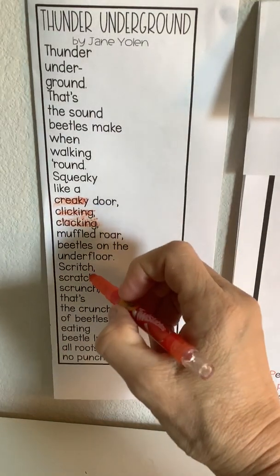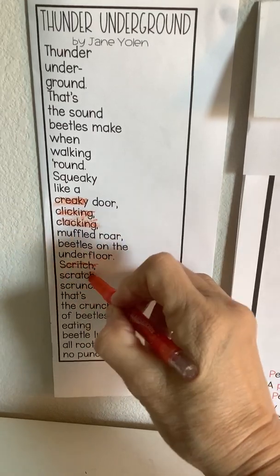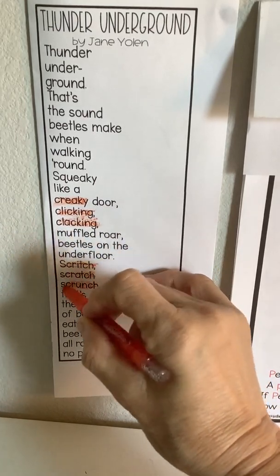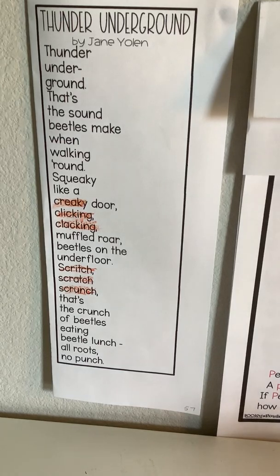Let's go down to this one. Scritch, scratch, scrunch. That's the crunch of beetles eating beetle lunch. All roots, no punch. Okay, so those are the alliteration words that are in there. Creaky, clicking, clacking, and scritch, scratch, scrunch.